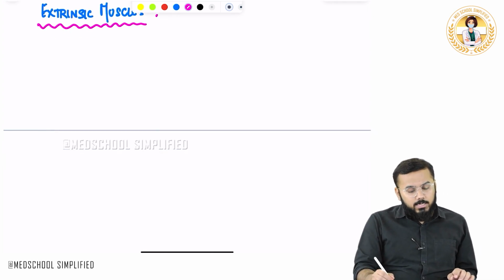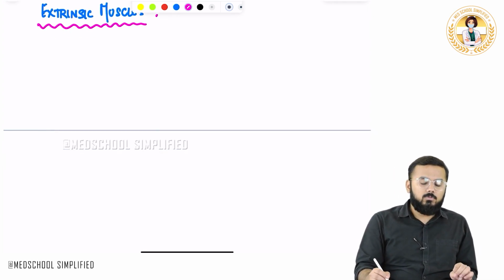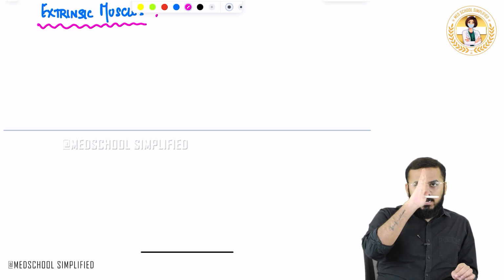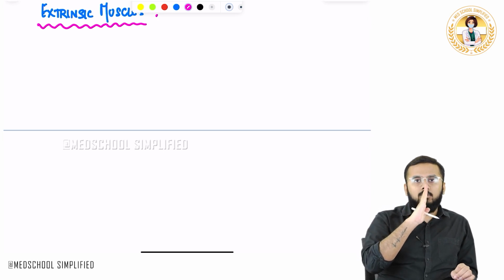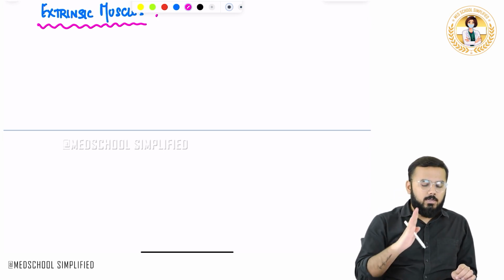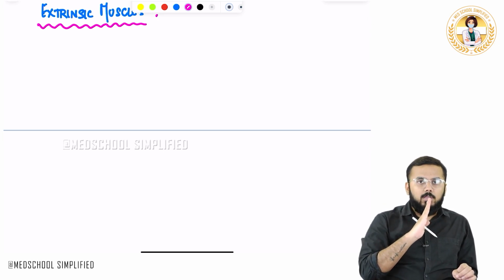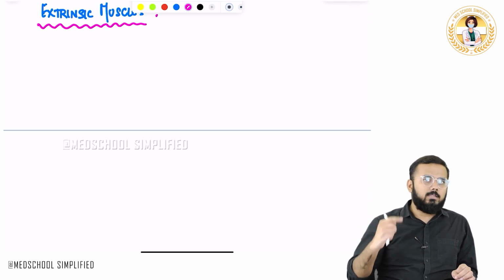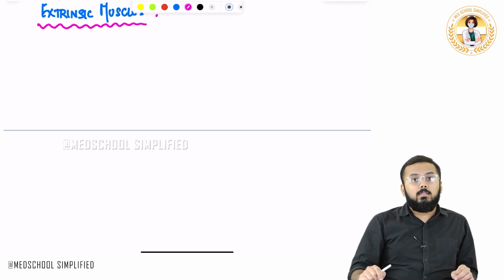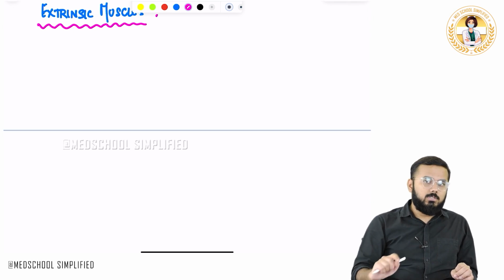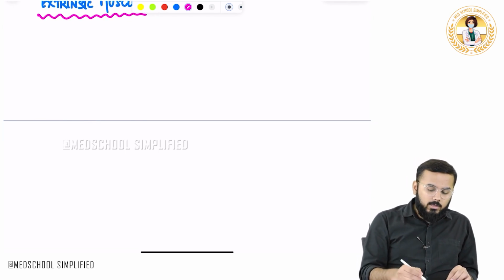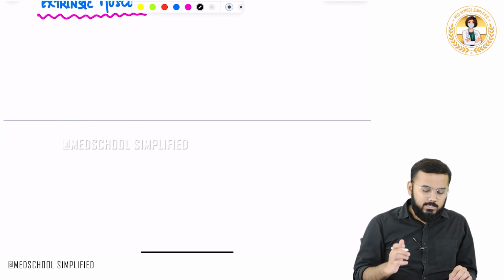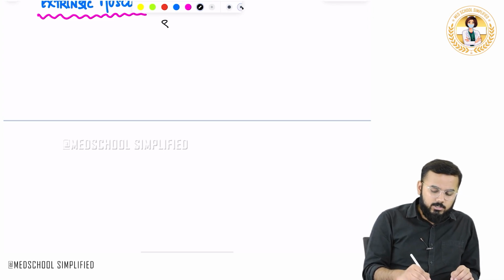Now coming to the extrinsic muscles, if we are cutting down, this is called a sagittal section. In the sagittal section, when you remove the right half and look at this particular part, in that way you can see the extrinsic muscles. So if I have to draw the picture of that view, that is a sagittal section. So I do the sagittal section first.